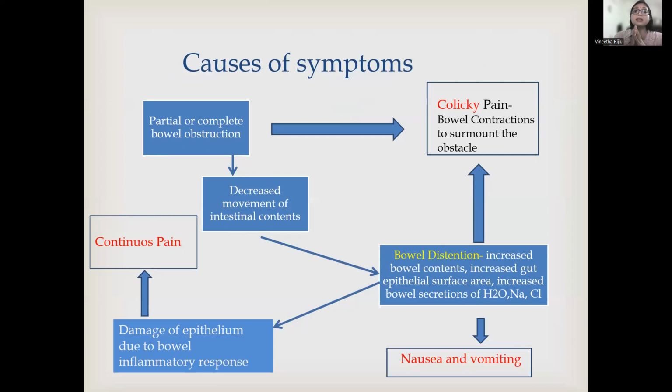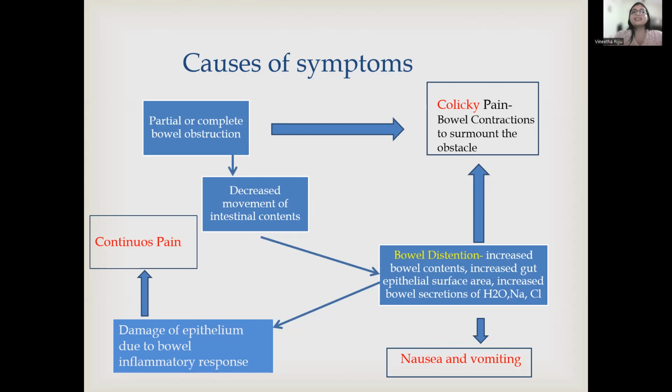Colicky pains, there are bowel contractions. Now, this is because there is a distension of the bowel. There is increased bowel contents. There is increased gut secretions. Epithelial surface area is increased, which in turn increases the bowel secretions, right? And also because of the partial or the complete bowel obstruction, this is also adding on to the colicky pain.